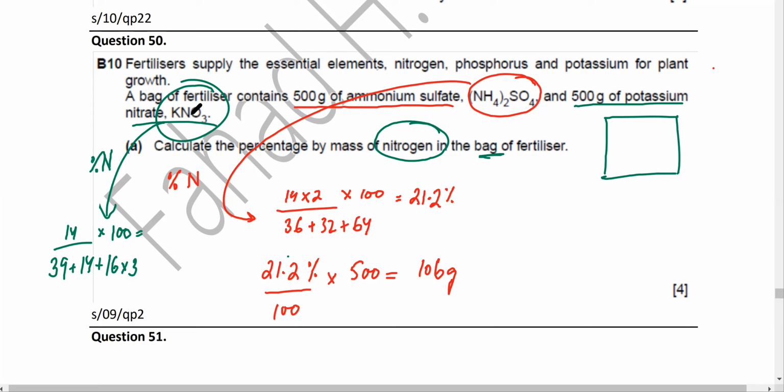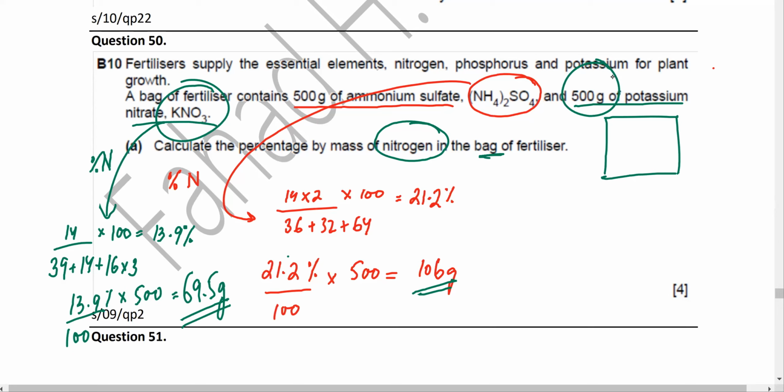13.9. So it's coming out to be 13.9%. And the mass given for this bag is also 500 grams. So that means 13.9% of that bag is nitrogen. So calculate 13.9% of that bag. So it would be 13.9 over 100 multiplied by 500. What do you get? 69.5. So you're getting 69.5 grams.